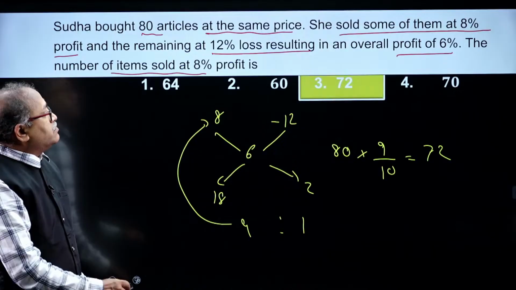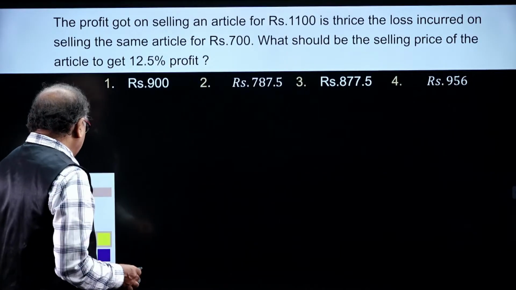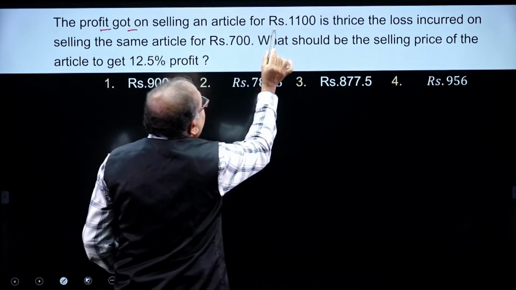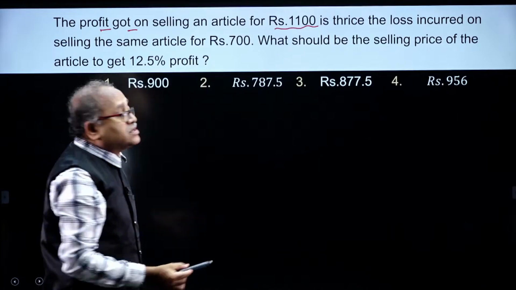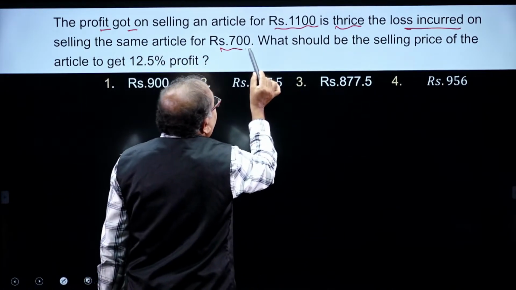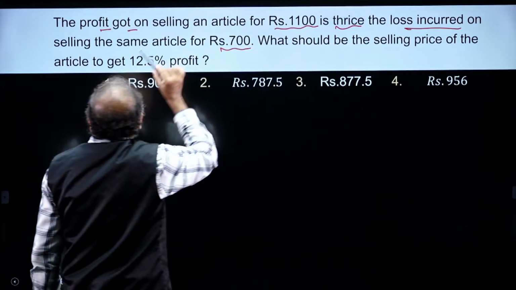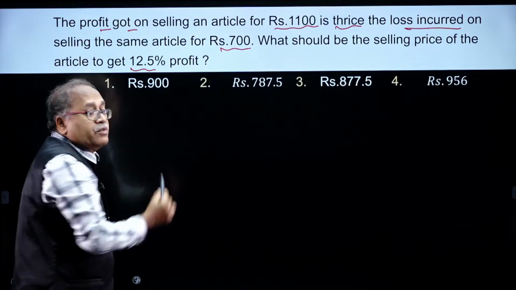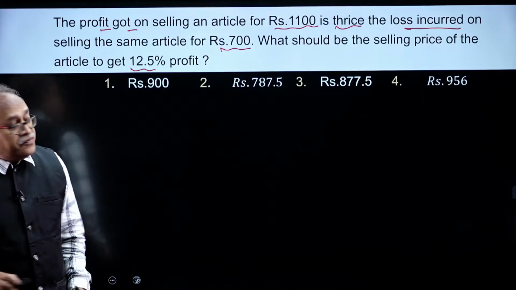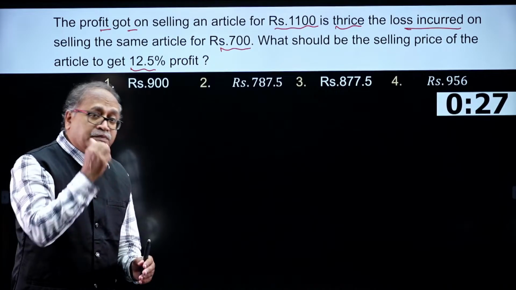So, let me give you the next question over here, and is this. Let me say that with the same pace, will you answer this? The profit got on selling an article for rupees 1100 is thrice, 3 times the loss incurred by selling the article at 700. Okay. So, what should be the selling price if you want to get a profit of 12.5%? These all are the SSC RRB level. So, therefore, the question level will be little easier compared to the bank PO and all.